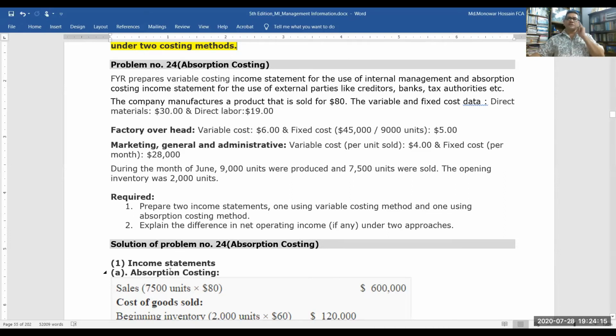A company manufactures a product sold for $80. The variable cost and fixed cost data: direct material 30 and direct labor 19, and factory overhead, variable and fixed, calculated here. Marketing and general administration are also variable and fixed, with figures here. During the month of June, 9,000 units were produced and 7,500 units were sold. The opening inventory was 2,000 units. Prepare two income statements, one using the variable costing method and one using the absorption costing method, and explain the difference in net operating income under the two approaches.